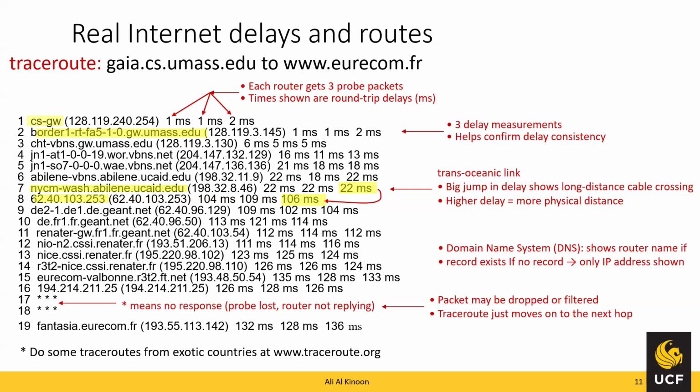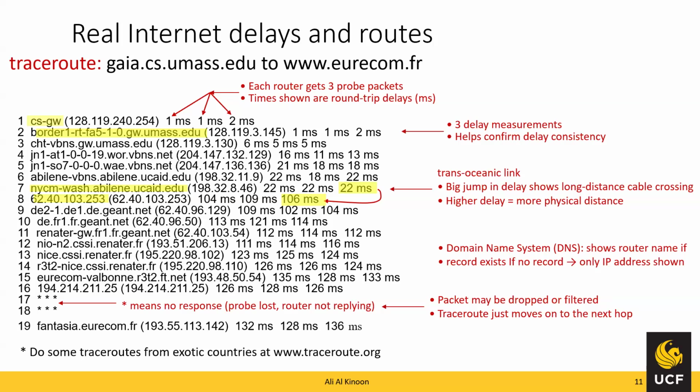There's a bunch of things that we have to realize here. The first thing is the number of hops. In this example, we have 19. So from the 1st to the 19th, those are how many hops it will take from the source to the destination, okay? And then each router gets 3 probes that we talked about, and times are shown in round trip milliseconds. I said that the time is not going to be a huge difference, 1 millisecond, 1, and then 2. It's not a lot. So with 3 delay measurements, it helps confirm the delay consistency.